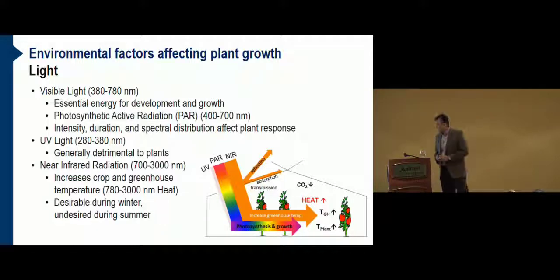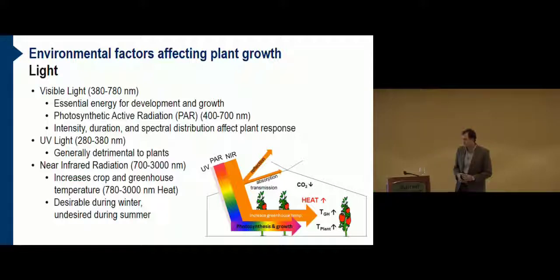The near-infrared radiation, coming in the range of 700 to 3000 nanometers, increases crop and greenhouse temperature. Some of this radiation is reflected by the glazing, some is absorbed, and the remaining part penetrating into the greenhouse really increases the temperature of the greenhouse as well as the crop. Because of that, we need to open up vents, and CO2 can also escape from the greenhouse, so it has a direct effect on the climate in the greenhouse and also on the plant.